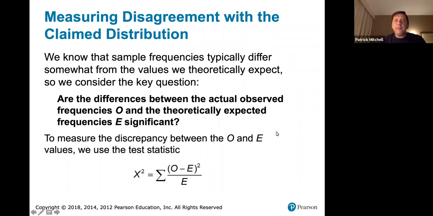We know that sample frequencies typically differ somewhat from the values we theoretically expect, so we consider this key question. Are the differences between the actual observed frequencies O and the theoretically expected frequencies E significant? All right. So, if each one of these frequencies was off by only one or two, we wouldn't be surprised by that. But if they're way off, then we might suspect that something weird is going on. So to measure the discrepancy between the O and E values, we use this test statistic. If this number comes out to be significantly large, then we will reject the idea that the distribution is what somebody claimed it was, and it looks like it's probably something else.